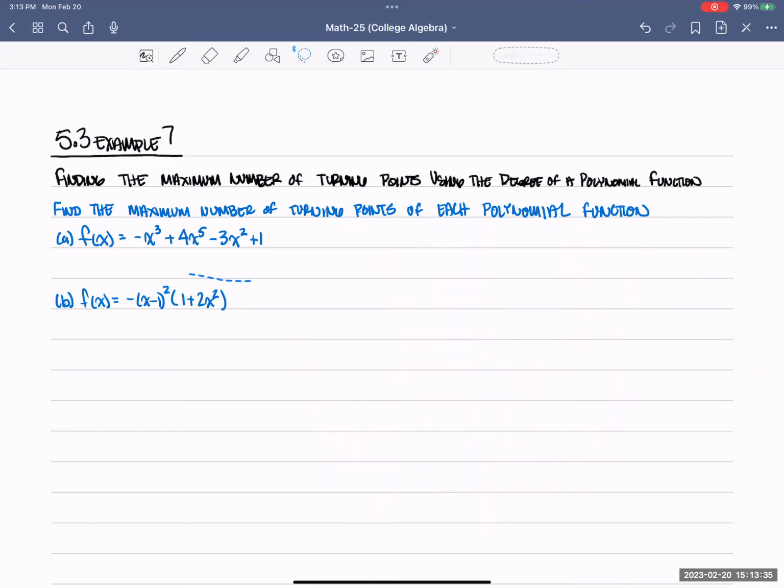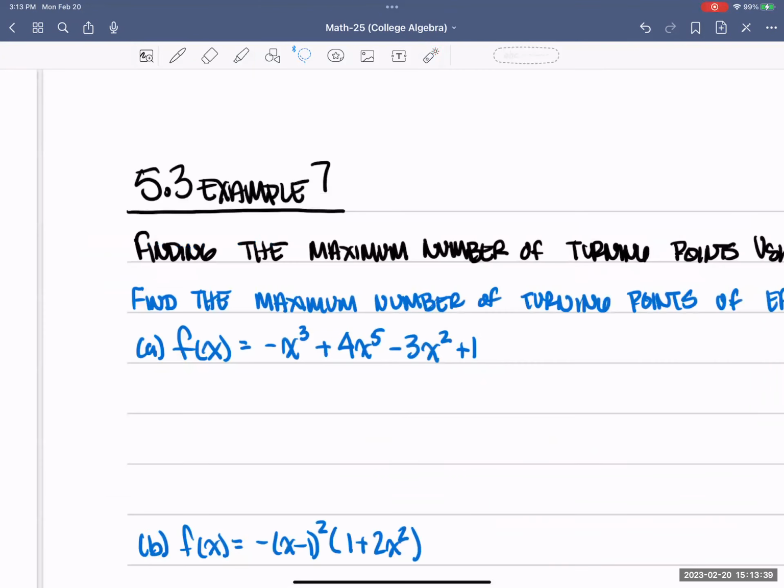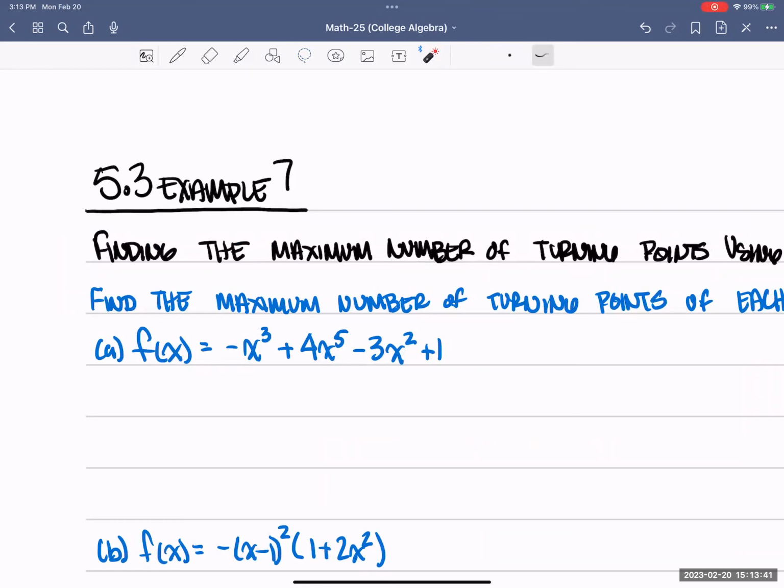So let's take a look at part A first. So f of x is equal to x cubed. That looks like a high degree. X to the power 5. This one looks like it's winning. So x to the power 5, x to the power 2, x to the power 0. It looks like this is our leading degree.